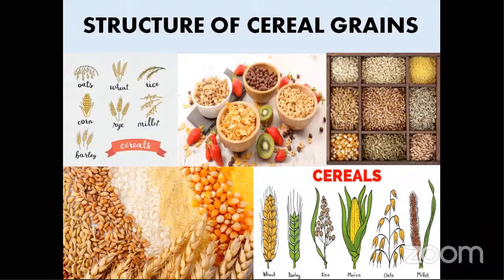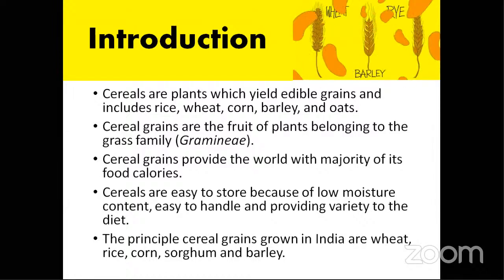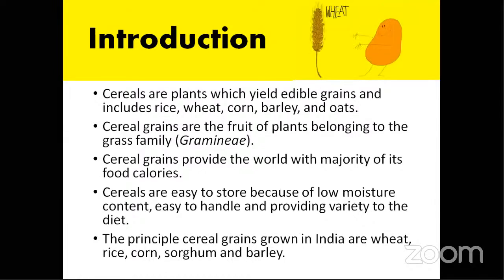So today's lecture topic is the structure of the cereal grains. First of all, before discussing the structure of cereal grains, we should know what we mean by cereals. Cereals come under the category of plants which yield edible grains, and this includes various crops like rice, wheat, corn, barley, oats, and millets. They come under minor grains. These cereal grains are the fruit of the plants and they belong to the grass family, that is Gramineae.